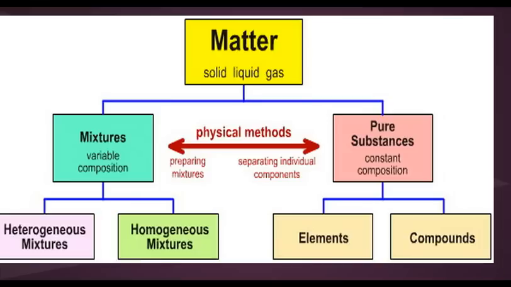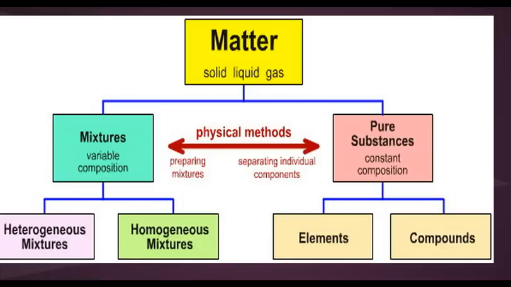So guys, matter we know can be solid, liquid, or gas. And we can divide matter into two basic big categories. Matter is either going to be a pure substance, which is either an element or a compound, or it's going to be a mixture. And if it's a mixture, we can either say it is a heterogeneous, hetero means different, versus homogeneous mixture, homo means the same.